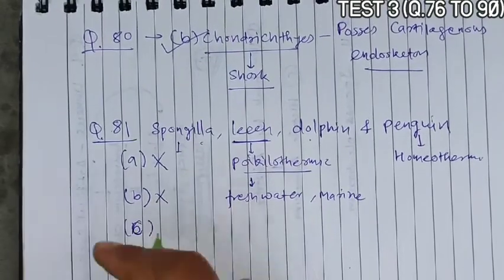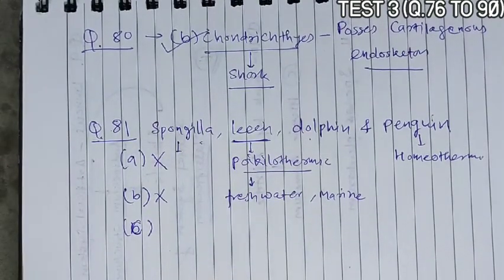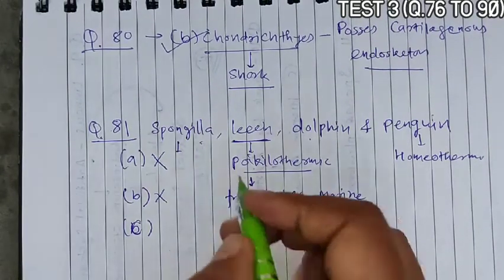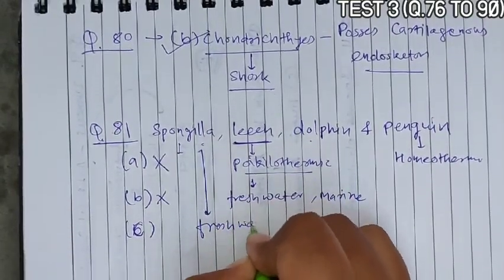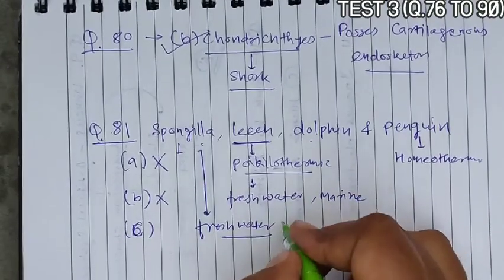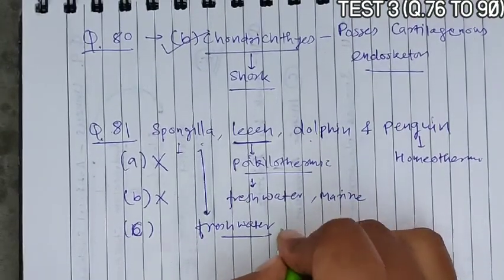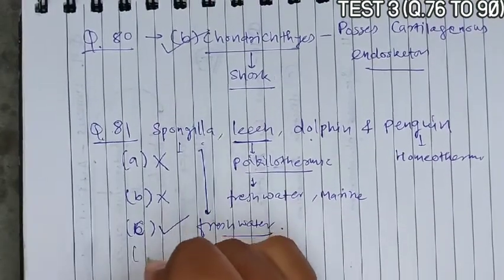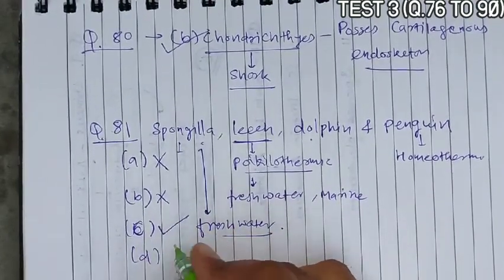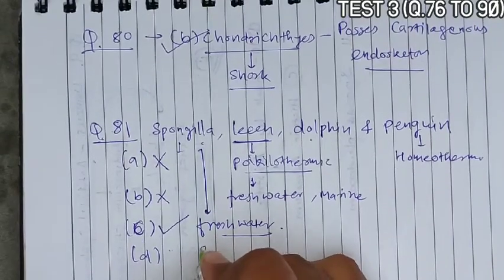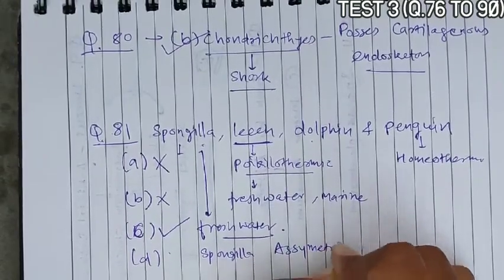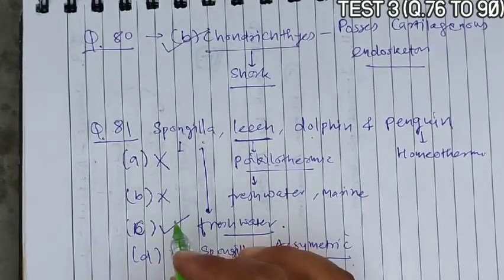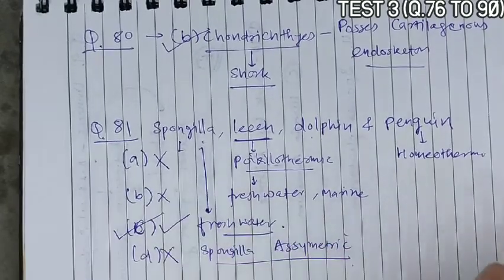Option C is given as Spongilla has special cells called choanocytes not found in the remaining three. Yes, Spongilla is a freshwater poriferan or a sponge, and it has choanocytes, which are also known as collar cells. And option D, they have bilateral symmetry. Now Spongilla is asymmetric, so all four cannot have bilateral symmetry, so this is also incorrect. So C is the correct answer.